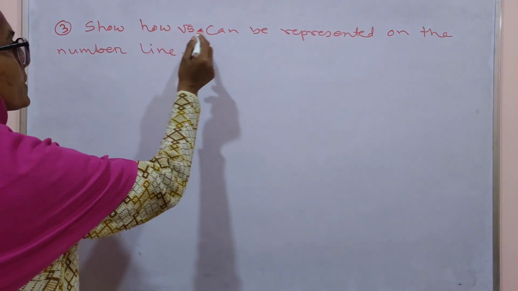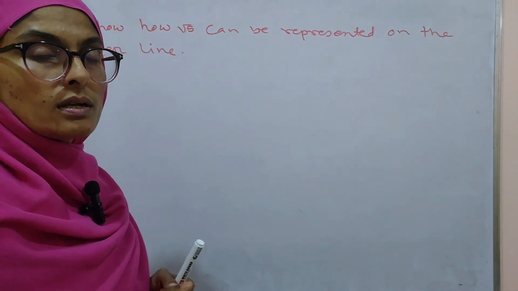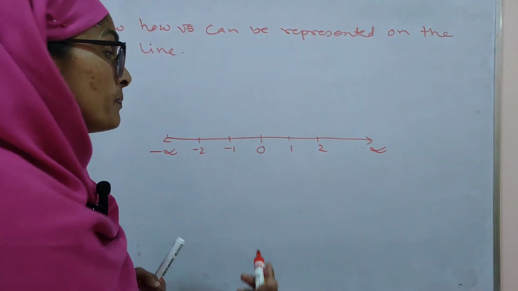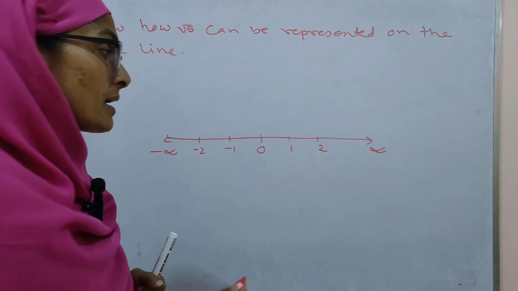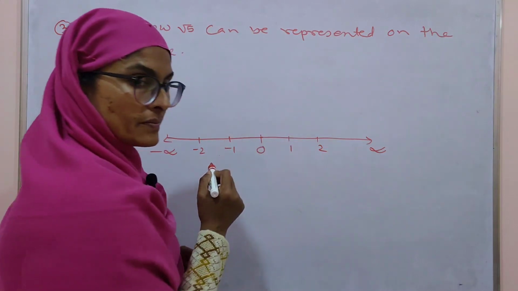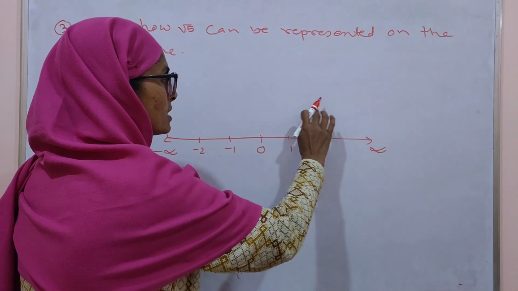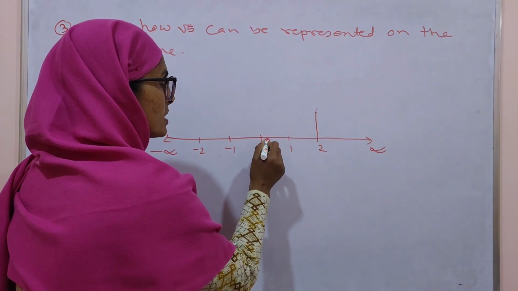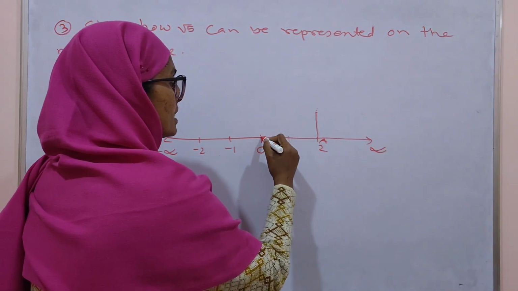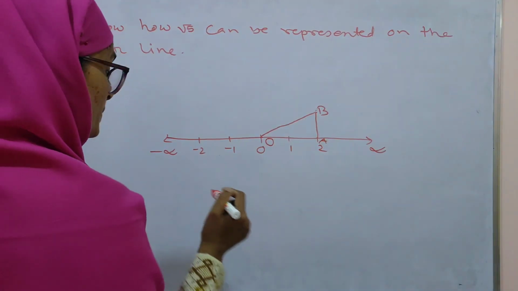Question 3: Show how root 5 can be represented on the number line. I have already discussed how to locate root 2 on the number line. Same as root 2, for root 5 you have to draw a right angle triangle taking base as 2 units and height as 1 unit. Say this is O, this point is A, and join this, this is B.